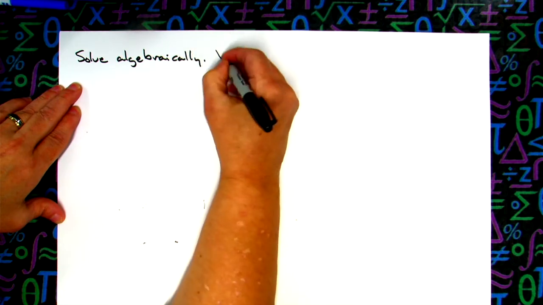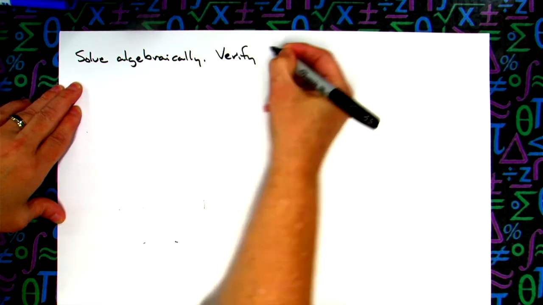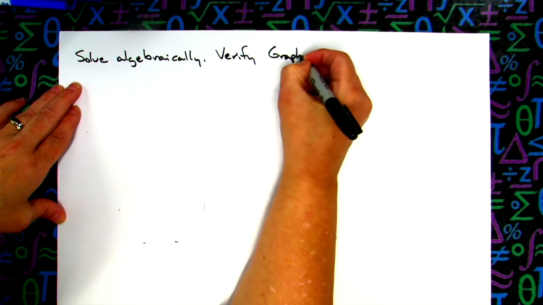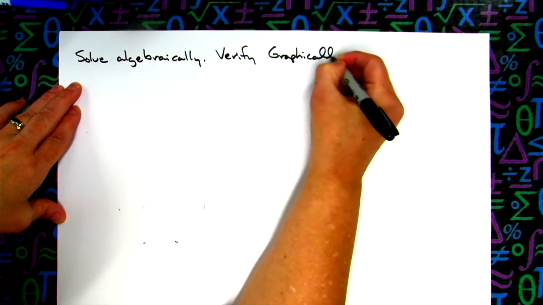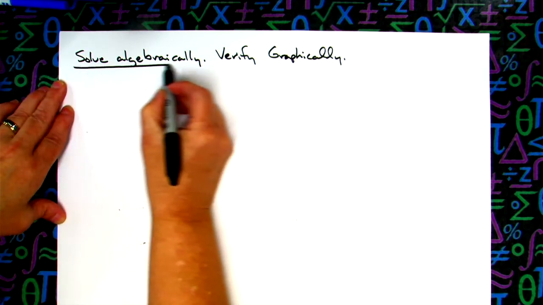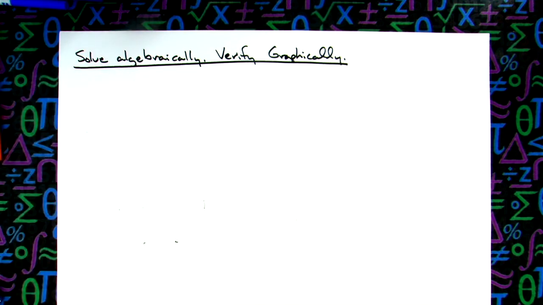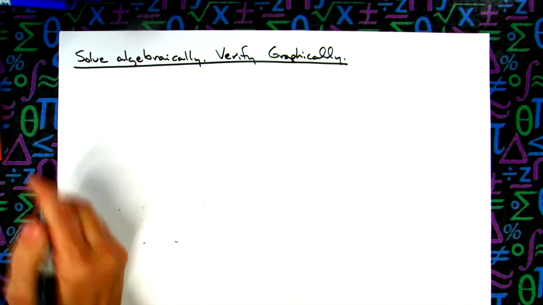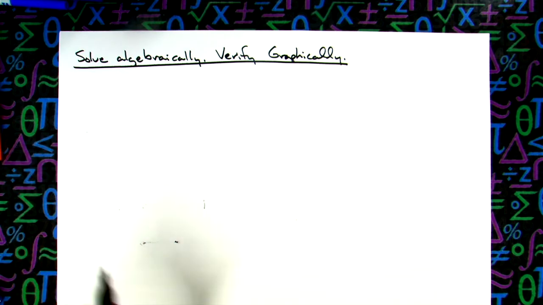And then it might say verify graphically. So we're going to take our graphical approach and we're going to hopefully conceptually understand why and what we're even doing with these things. Okay, so solve it algebraically, but we're going to verify it graphically.